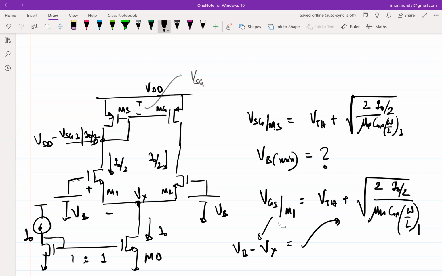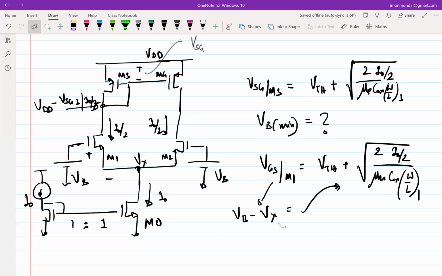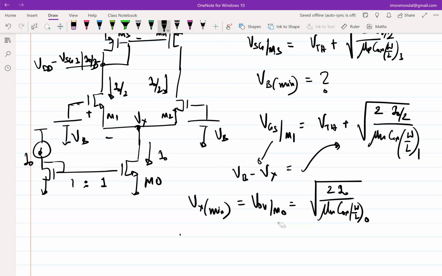Okay, before that, what can go wrong? Now, if I keep on reducing VB, what can go wrong? M0 is trying to go out of saturation, right? The drain voltage of M0 is reducing. So what is the minimum that Vx can go to? Overdrive of M0, right? Exactly. So Vx min is equal to overdrive of M0, which is essentially square root of 2 I naught by mu n Cox W over L of M0, right? So if this is Vx min, then what is VB min?